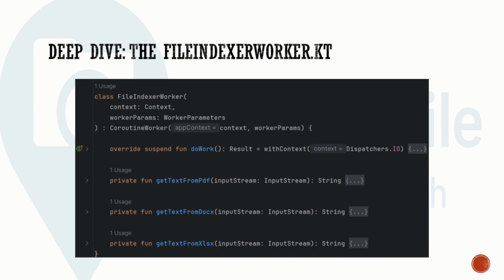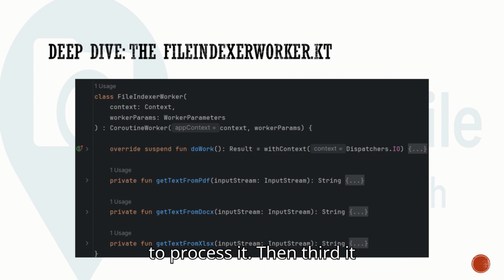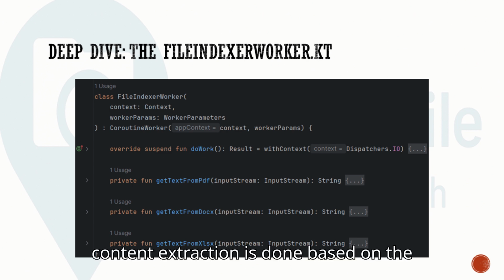Then second, it iterates through the files. The code gets a list of all files inside the specified folder. It then iterates through each one, checking if it is a file and not a folder before attempting to process it. Then third, content extraction is done.